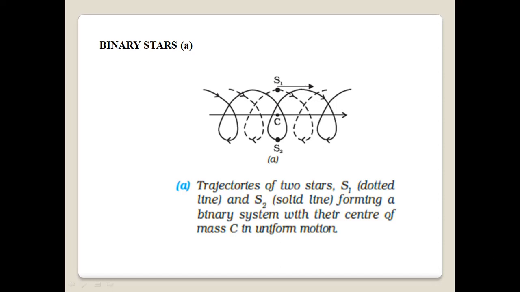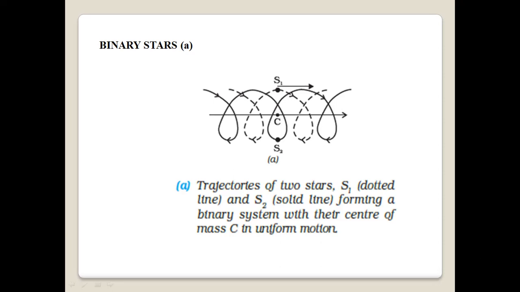Now, so much for the case of radioactive decay, let us see the case of binary stars. Binary stars are two stars which have a common force of attraction and they maintain a certain distance among each other. So here binary stars are represented by S1 and S2 and here they are making helical motion. S1 is moving with dotted lines and S2 is moving in solid line.